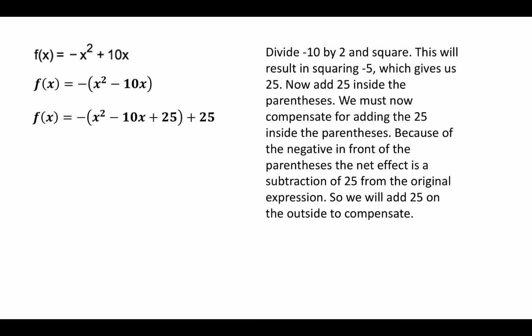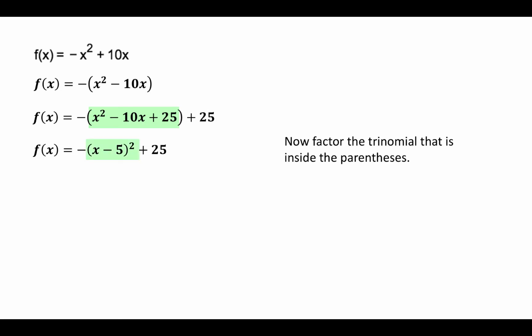We must now compensate for adding the 25 inside the parentheses. Because of the negative in front of the parentheses, the net effect is a subtraction of 25 from the original expression. So we will add 25 on the outside to compensate. Now factor the trinomial that is inside the parentheses, and the result will be f of x equal to negative x minus 5 squared plus 25.